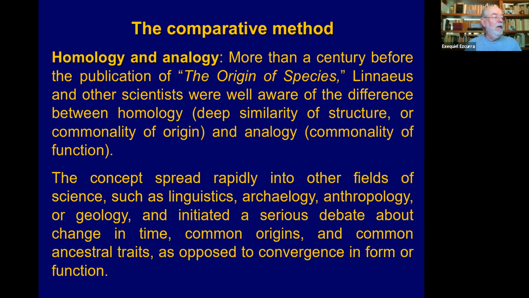It spread rapidly into other fields of science, such as linguistics, for example. People started understanding the evolution of languages according to the comparative method by comparing languages and figuring out commonalities of origin as opposed to commonalities of function. Archaeology, anthropology, geology, for example: some rocks that look similar, like marble and obsidian, might be quite different really in their chemical composition.